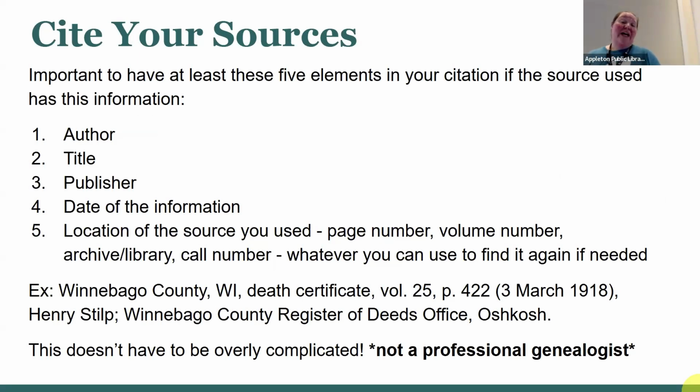But for me, I at least make sure I have 5 important elements in my citation. So the author, the title, the publisher, if there is one, the date of the information, the location. So what page number, what volume number, what archive or library did I get it from, whatever the call number is, whatever information I need to be able to find it again.